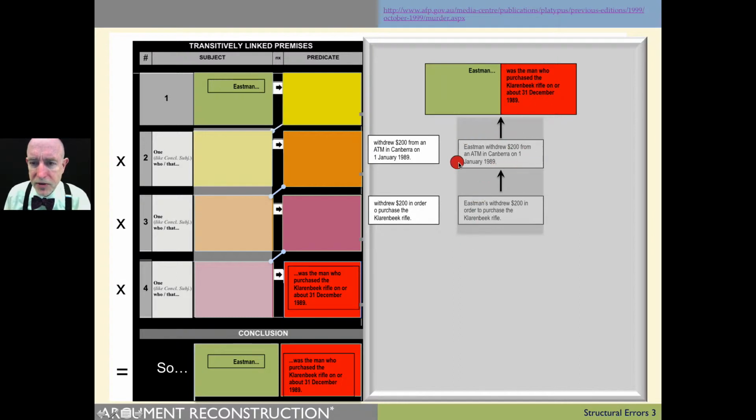So we look at this first premise, and we say, how can we construct that as a predicate phrase that will fit in with a line of premises beginning with the word Eastman? And here we have, this one actually are pretty obvious because they're already put in a very obvious categorical form beginning with the word Eastman. So we just extract the predicate over here, which is withdrew $200 from an ATM in Canberra on 1 January 1989 and withdrew $200 in order to purchase the Clarenbeck rifle.